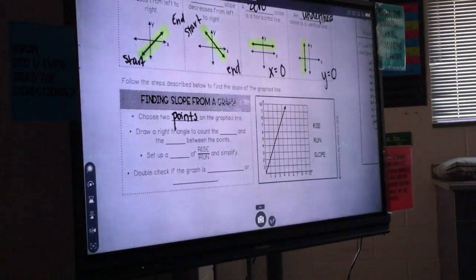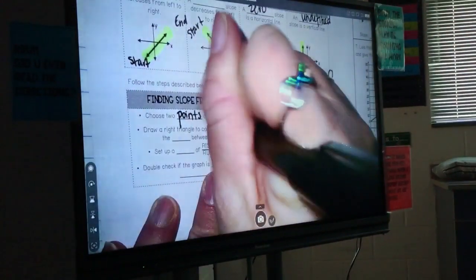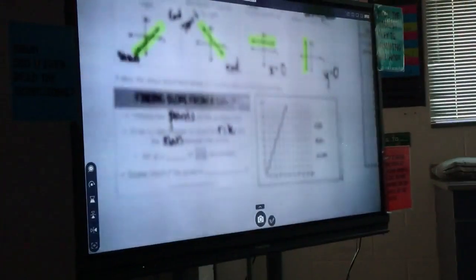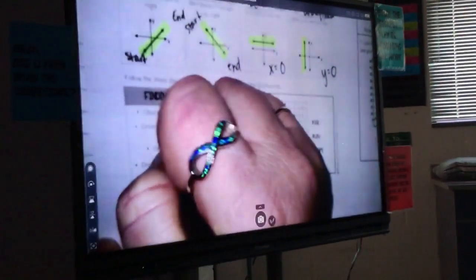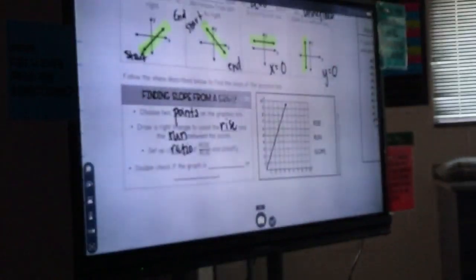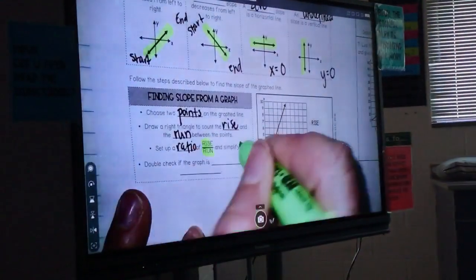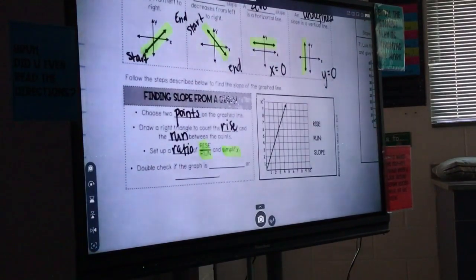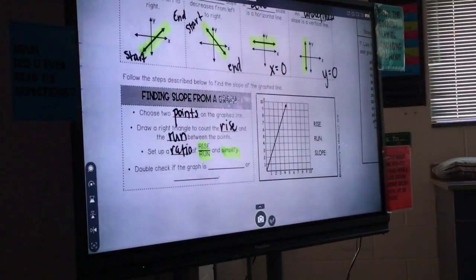All right. So what are we finding? Okay, we're finding the slope, but what do we find? Like when we go up or down and then, rise up around. Yes. So you count the rise and the run between the points. You set up the ratio, or this little cool thing. And then what do you always have to try to do? No. You always have to try to simplify. Simplifying is the most important thing.